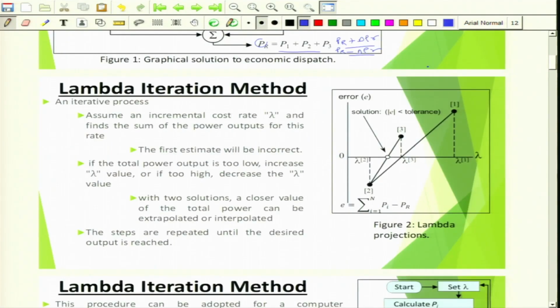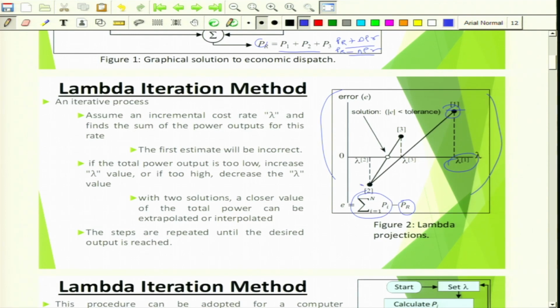Now you can see here with this error curve you can easily understand. Let us say you have chosen an initial lambda of 1, right. Corresponding to that there is an error, it is not an exact lambda. So you will find out the generation with respect to this lambda. The difference between the sum of the generation and the load is not 0. Then if the error is positive, you have to get a new lambda.